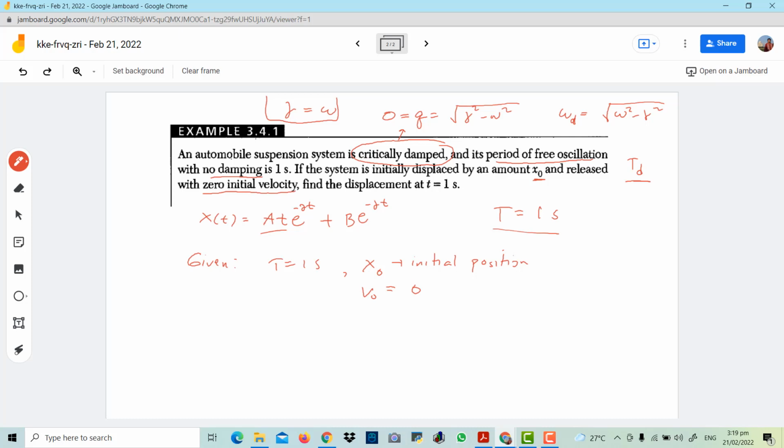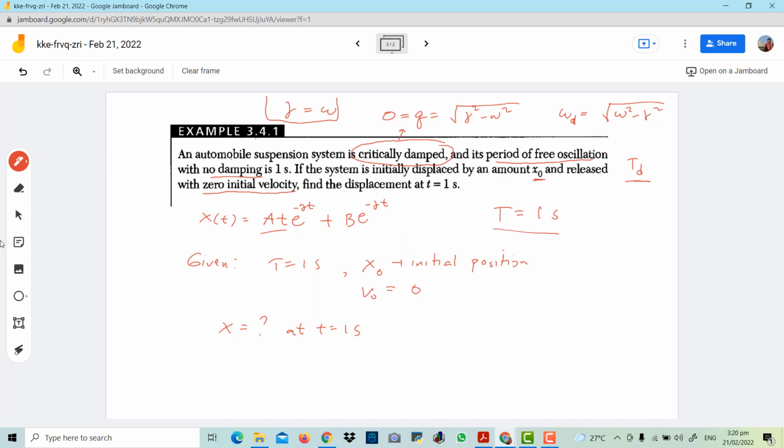Okay? So the given, no? The question is, what is the displacement? Meaning the displacement is what is x at time equals 1 second. Okay, so that's the question, no? What is x? What is the displacement at time equals 1 second?